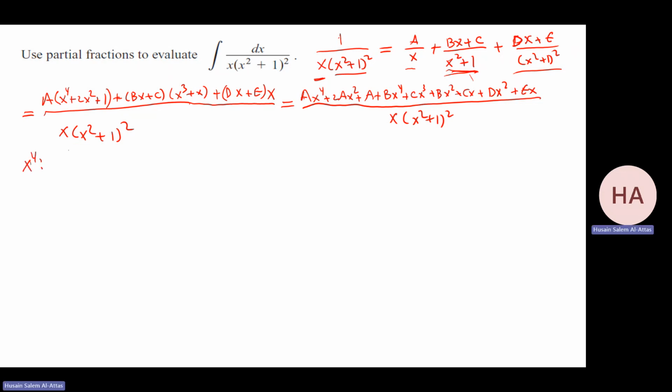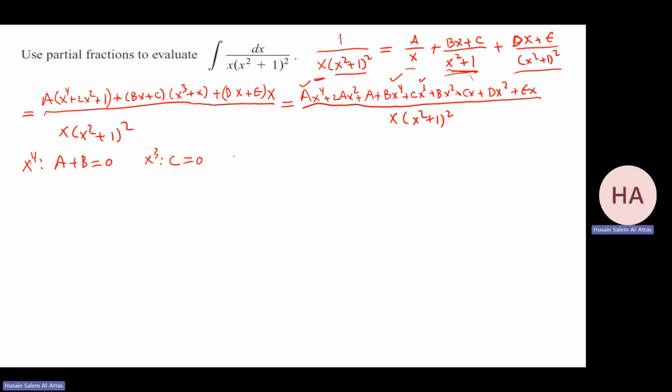We'll start with x to the power 4 because this is the highest power. So I have a plus b, and that should be equal to 0. Okay, so I get rid of this, and I get rid of this. Cubed, I have only c, and that should be equal to 0.